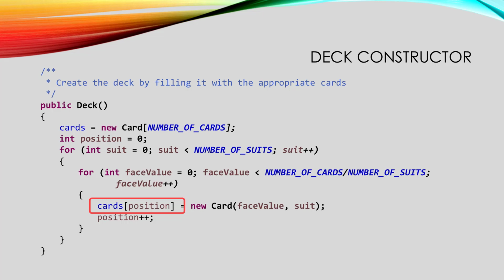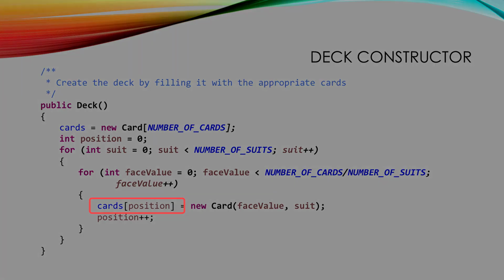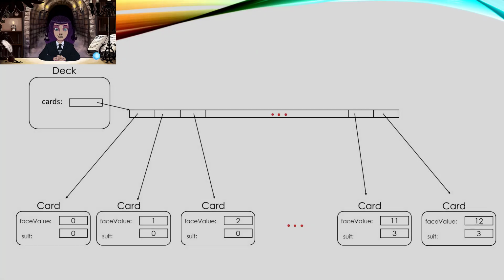After the constructor is finished running, this is what we'll have. The cards have been put into the array in suit order, all 13 of the spades in order, followed by the diamonds, and so on.